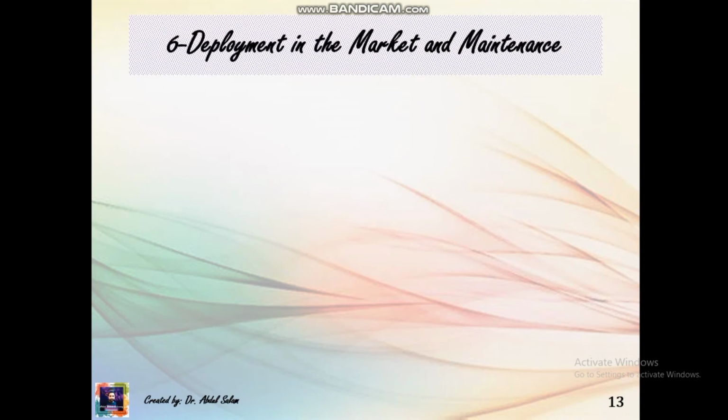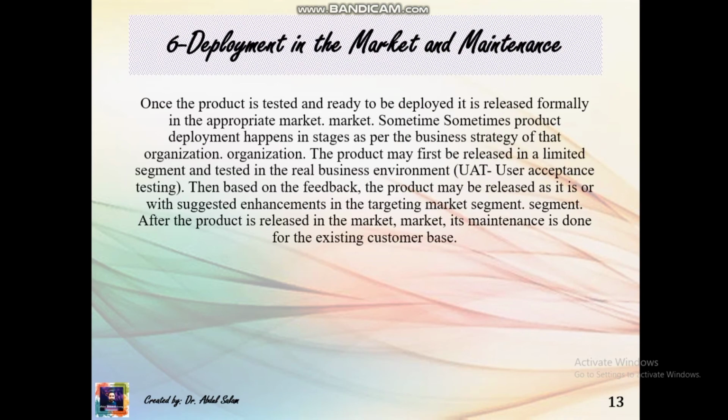Deployment in the market and maintenance. Once the product is tested and ready to be deployed, it is released formally in the appropriate market. Sometimes product deployment happens in stages as per the business strategy of that organization. The product may first be released in a limited segment and tested in the real business environment, user acceptance testing. Then based on the feedback, the product may be released as it is or with suggested enhancements in the targeted market segment. After the product is released in the market, its maintenance is done for the existing customer base.